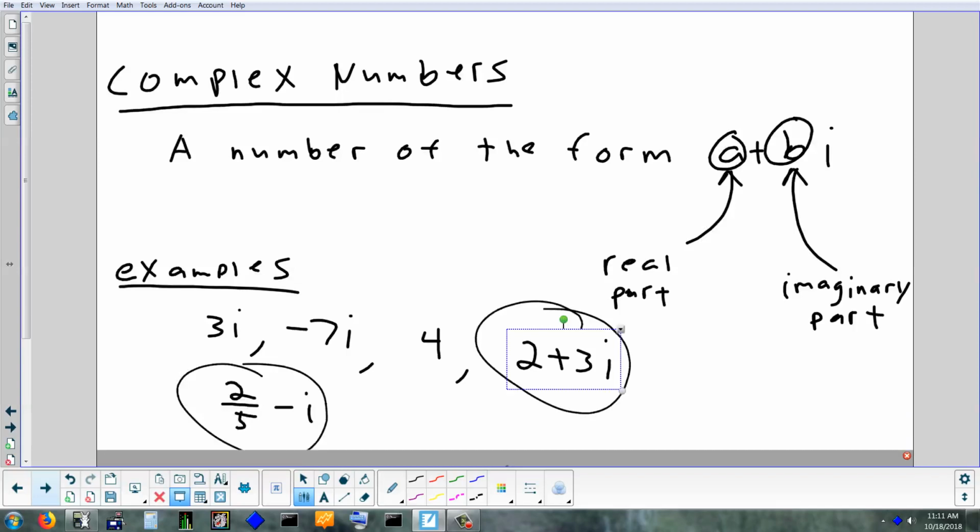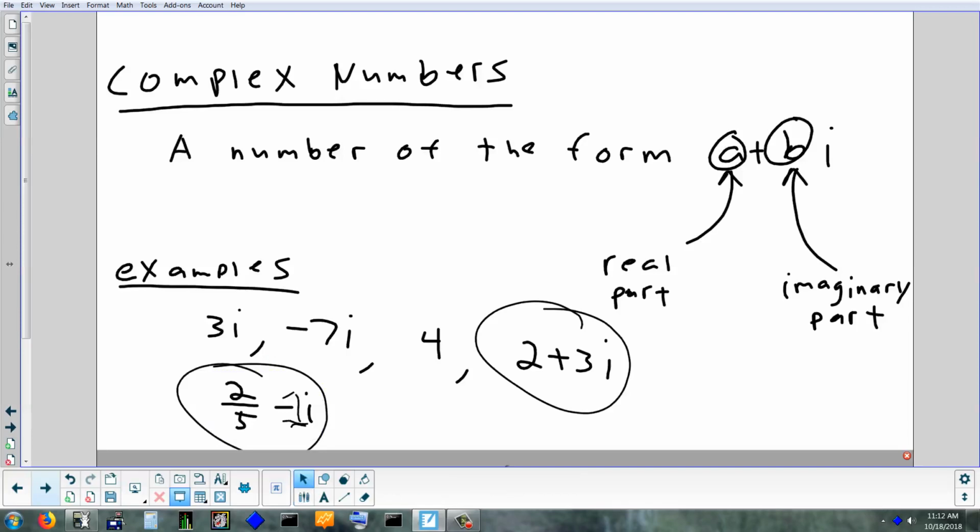Here's another one. The real part is 2/5. The imaginary part, I didn't write it, but what number is in front of i? Right, a 1, or in this case, a -1. So imaginary part is -1. If you want to write the 1 in, you can.